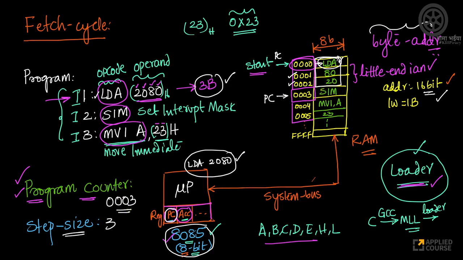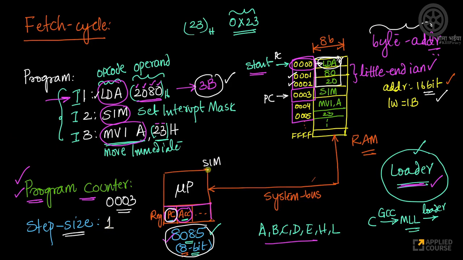Okay, then it fetches this. Now let's see what happens, right? Now it fetches whatever data is at 0003. So it gets SIM. This microprocessor knows that SIM requires only 1 byte, so the step size becomes only 1 byte. Look at this. The step size becomes only 1 byte now.